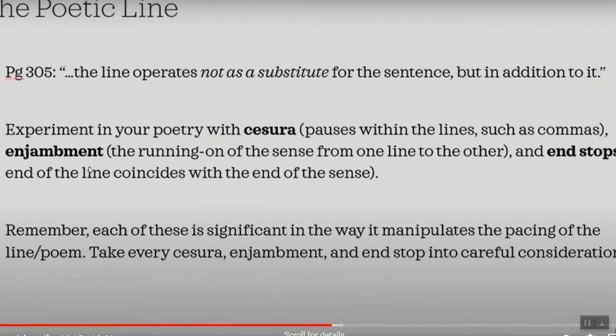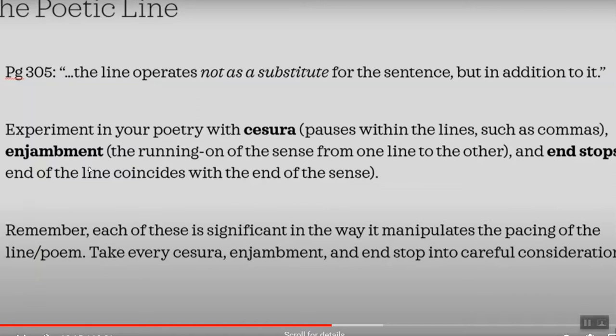Okay, the poetic line. I want you to think about what I just said about extending a sentence, extending these thoughts into full sentences, and think about the poetic line and how it operates not as a substitute for what you're writing, but in addition to it. Experiment with caesura, or pauses within the line, such as commas. Periods in the middle of your poetic line count as a caesura. Some people put extra spaces to make a caesura. Also experiment with enjambment, the running on of sentences from one line to the other, as well as end stops, the end of the line coinciding with the end of the thought.